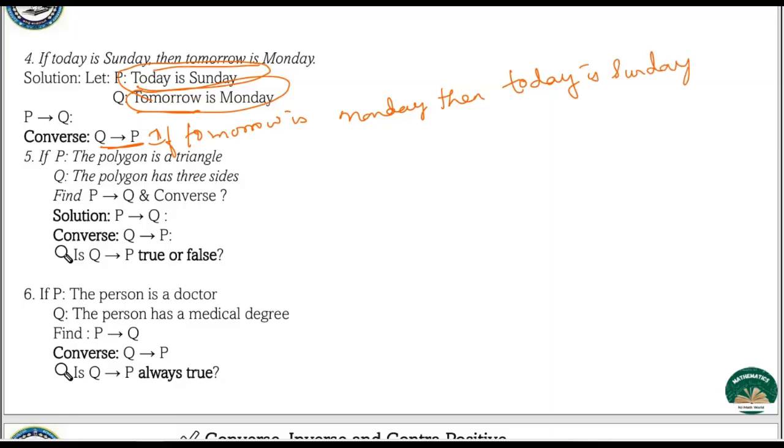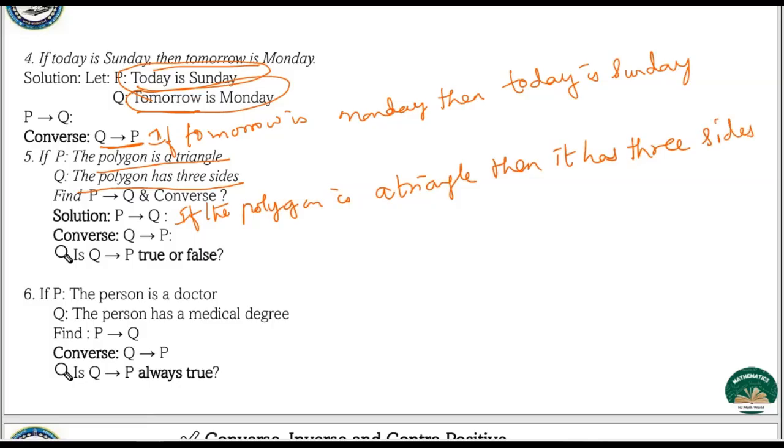Will be the converse. The polygon is a triangle. The polygon has three sides. What will be the converse of this? First, if a polygon is a triangle, then it has three sides.